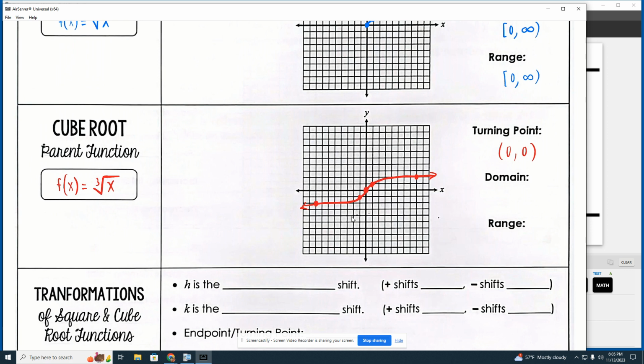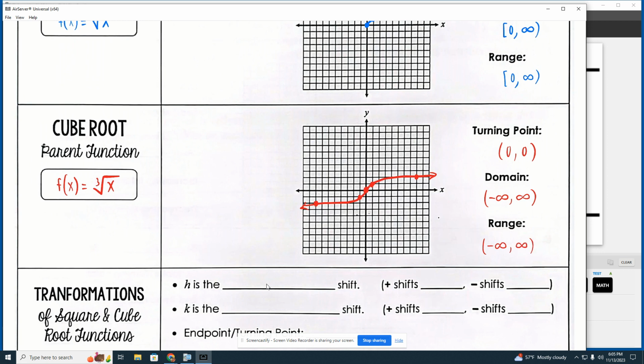Domain. Think about how easy domain is for a cubic function, a cube root function. It never stops going left. It never stops going right. So domain is unlimited. -infinity to +infinity. This thing never stops going down. It's gradual, but it's still going down. It never stops going up. It's gradual, but it's always going up. So my range is also unlimited.